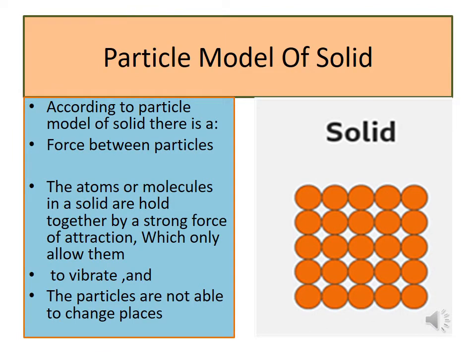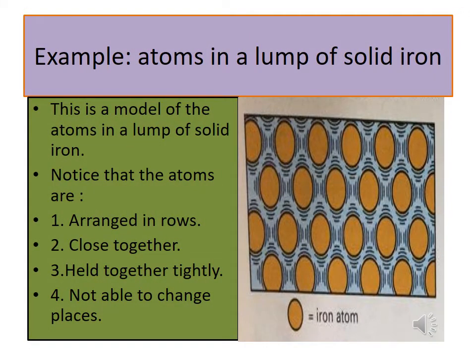According to the particle model of solids, there is a force between particles. The atoms or molecules in a solid are held together by a strong force of attraction, which only allows them to vibrate, and the particles are not able to change places. This is a model of the atoms in a lump of solid iron. Notice that the atoms are arranged in rows, close together, held together tightly, not able to change places.